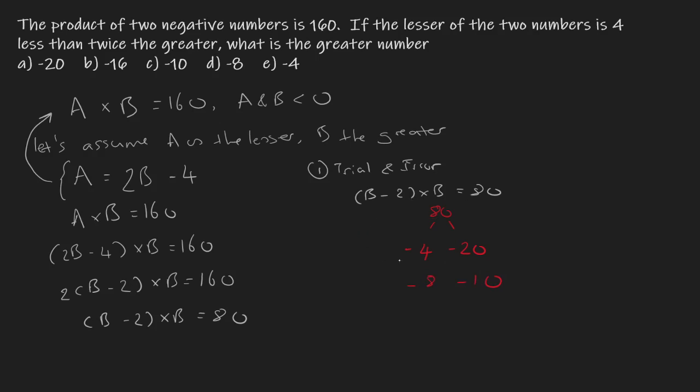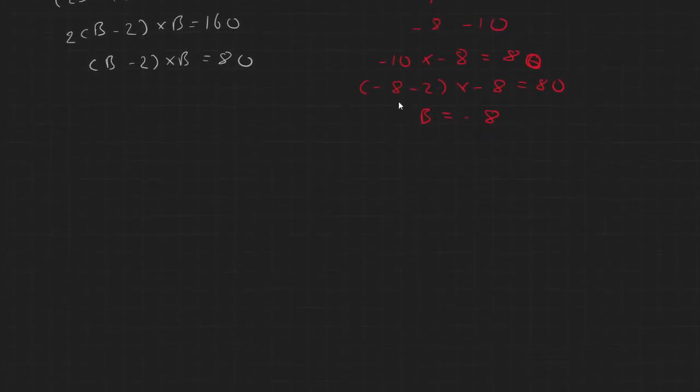So you have minus 10 times minus 8 equals 80. Essentially that is (minus 8 minus 2) times minus 8 equals 80. In other words, B equals minus 8. And voila, you're done.